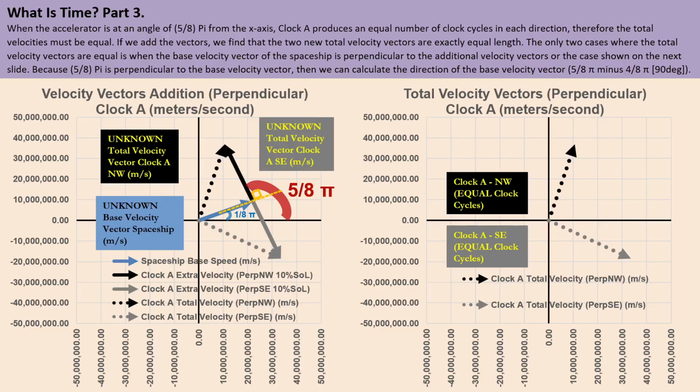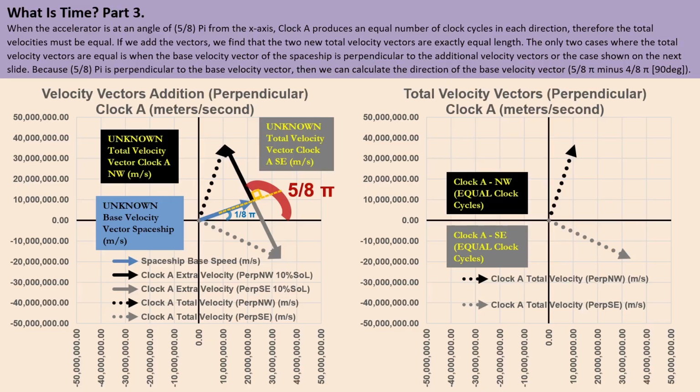Therefore, the total velocities must be equal. If we add the vectors, we find that the two new total velocity vectors are exactly equal length. The only two cases where the total velocity vectors are equal is when the base velocity vector of the spaceship is perpendicular to the additional velocity vectors, or the case shown on the next slide.